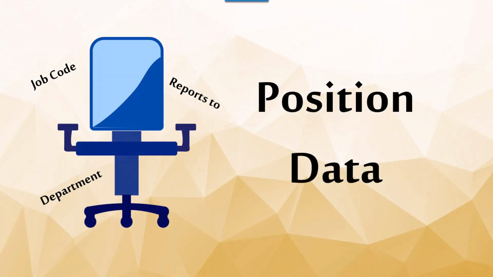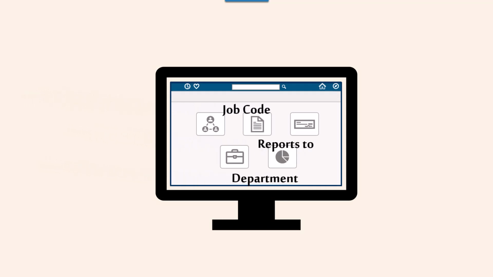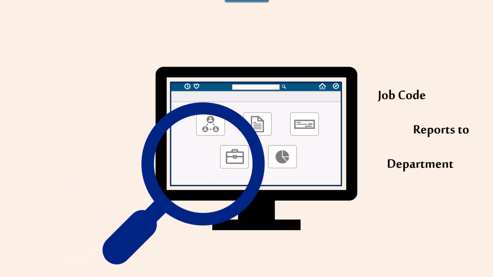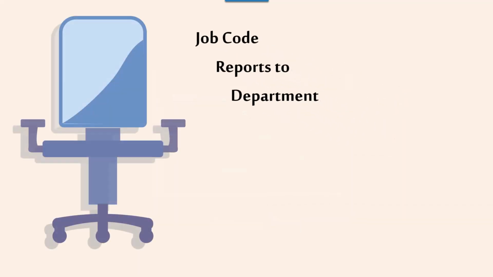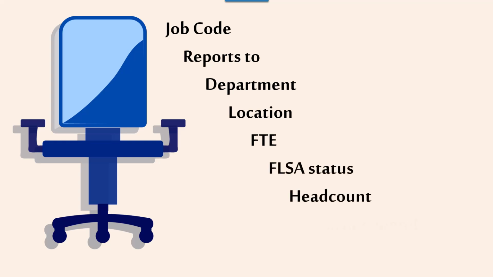Position data. Position data flows throughout UCPath. Therefore, it is so important that we take extra care to ensure our position data is accurate when we are creating new and updating vacant positions. There are many position attributes, including job code, reports to, department, location, full-time equivalency, FTE, FLSA status, headcount, and so much more. Let's take a look at a couple of these attributes in closer detail.